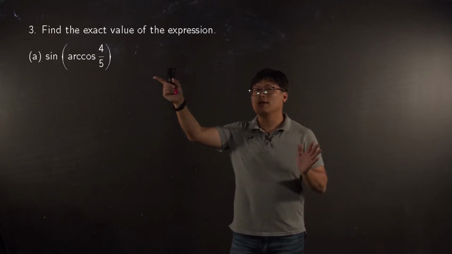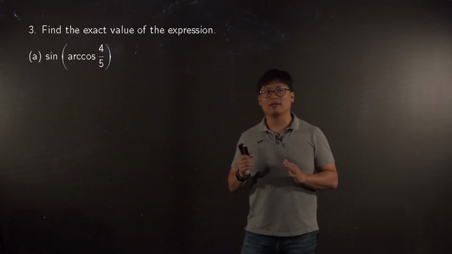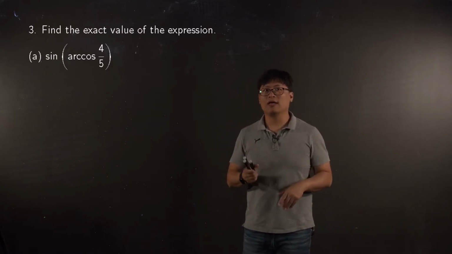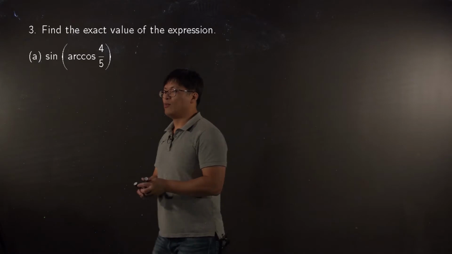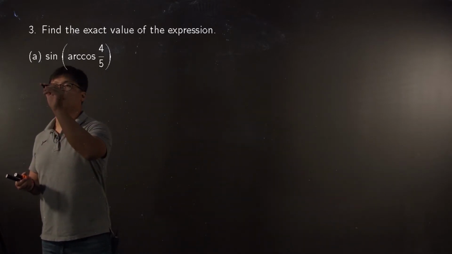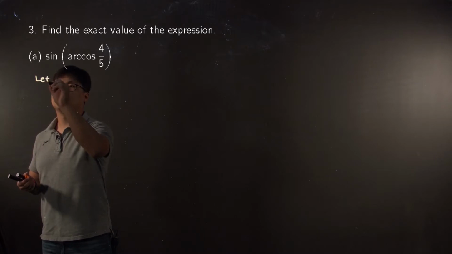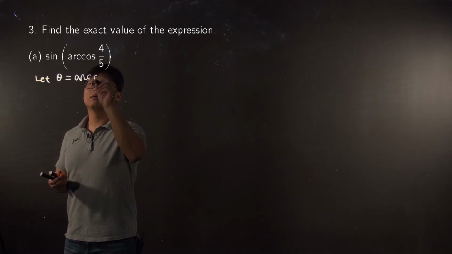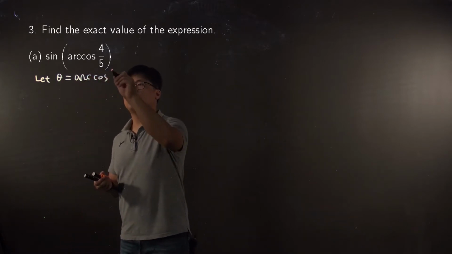Another thing: we use arc cosine notation, but it is the same thing as cosine inverse. Either way, it doesn't matter. So let me introduce one important technique. To solve this problem, we're going to introduce a new variable theta. Let's say theta is equal to arc cosine of 4/5.